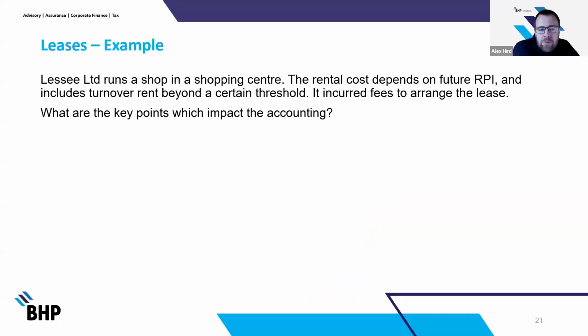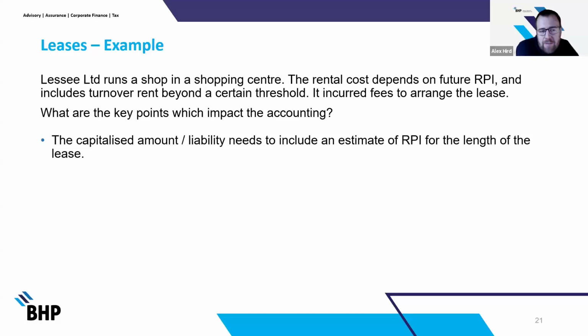So a quick example here without numbers in. We've got a lessee that runs a shop in a shopping centre. The rental cost depends on future RPI changes, and it also includes a turnover rent beyond a certain threshold. It also includes fees to arrange the lease in the first place. So what do we have to think about for the accounting?